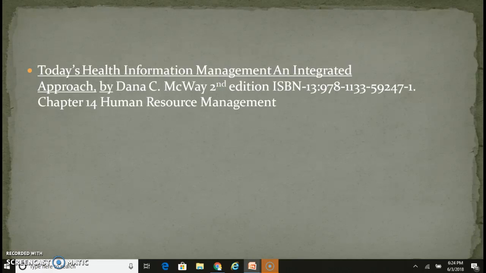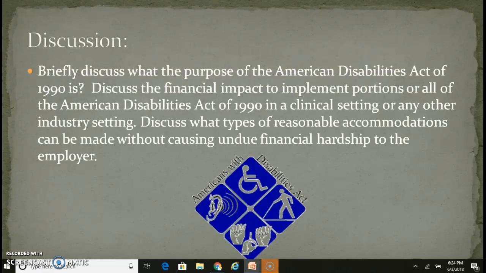Again, part of our reading is from the McWay text, Chapter 14, Human Resource Management. Our discussion has to do with the Americans with Disabilities Act. The Americans with Disabilities Act was enacted in 1990.